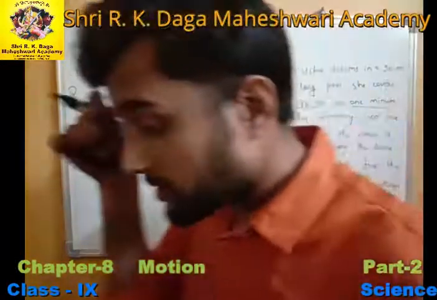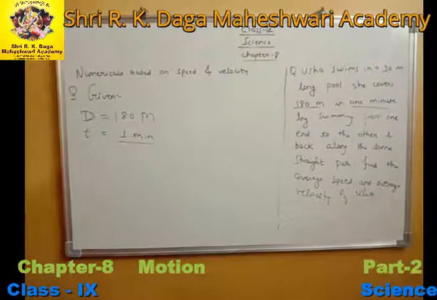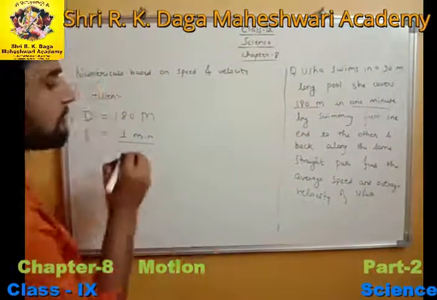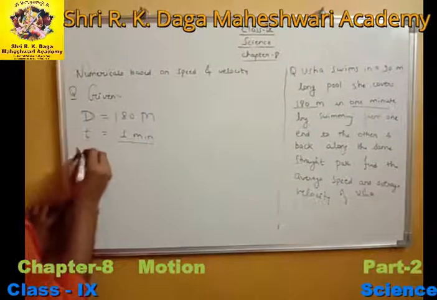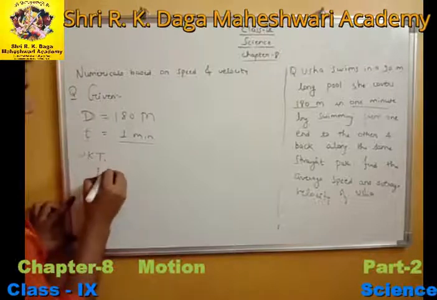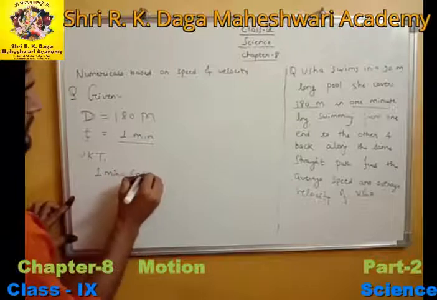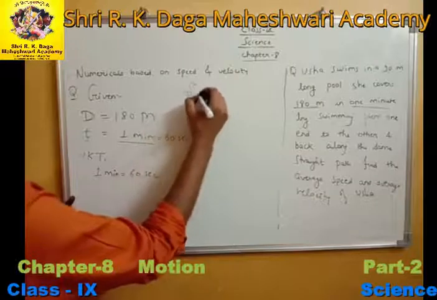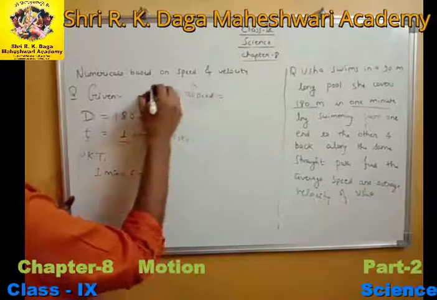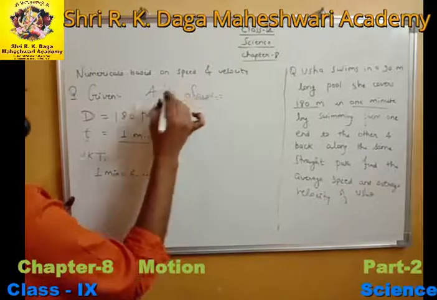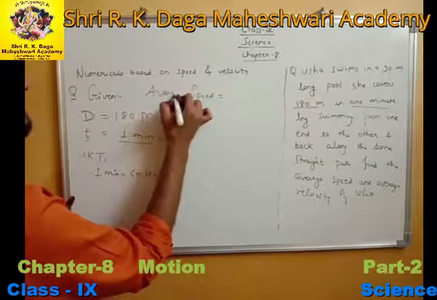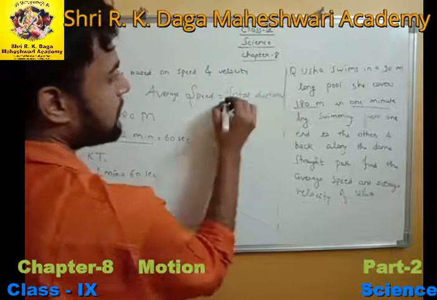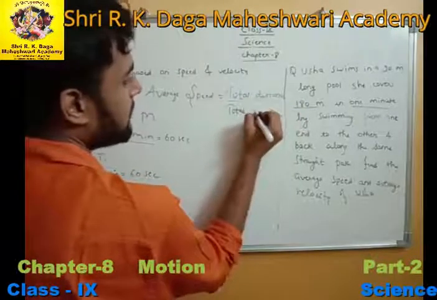So first of all, we know that the SI unit of time is second, right? We know that the SI unit of time is second, so we have to convert this minute into second. We know that 1 minute is equal to 60 seconds, right? 1 minute is equal to 60 seconds. So the average speed of Usha can be given by total distance traveled by her upon total time taken by her.